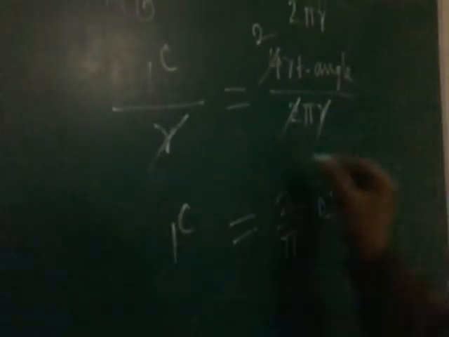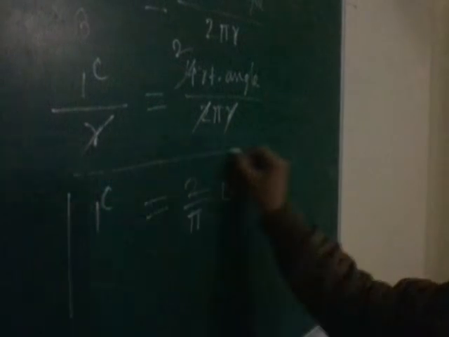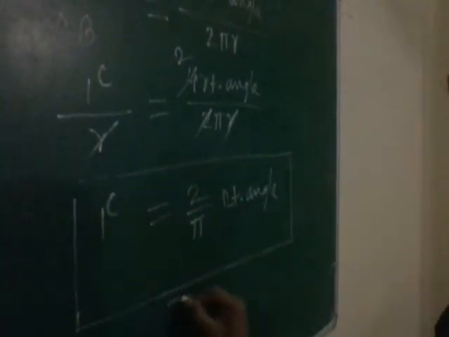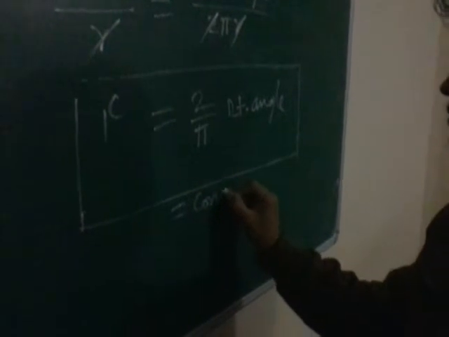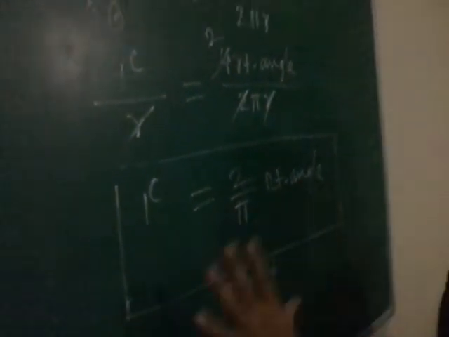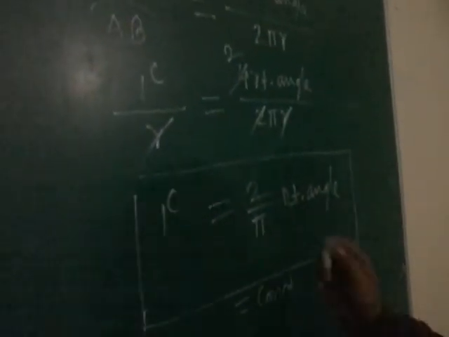It is a constant figure. 1 radian is equal to 2 by pi right angle. It's a constant value. So we proved that a radian is a constant value. So what is the numerical value?